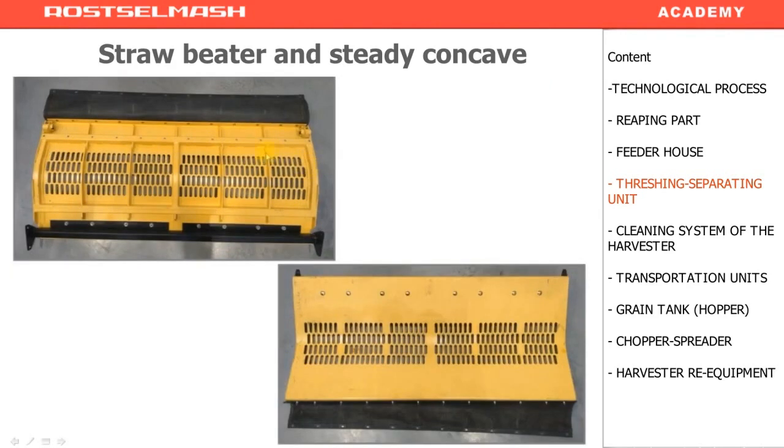A stationary concave has got 4 rows of holes. This is what it looks like on the old machines. On the newer models of harvesters, there are only 3 rows of holes. 3 rows of holes are left for the lesser probability of clogging the beater with straw.